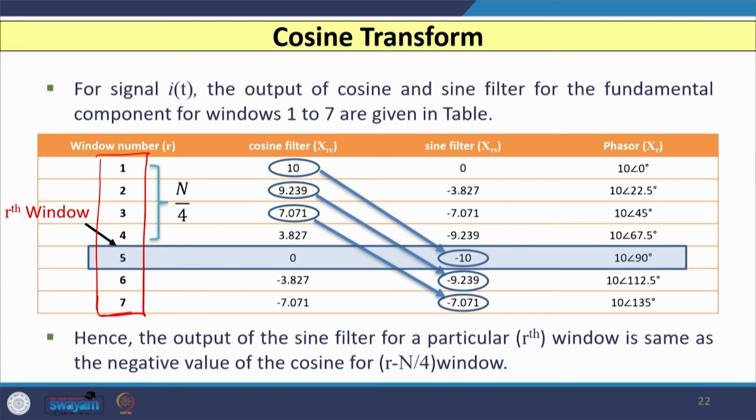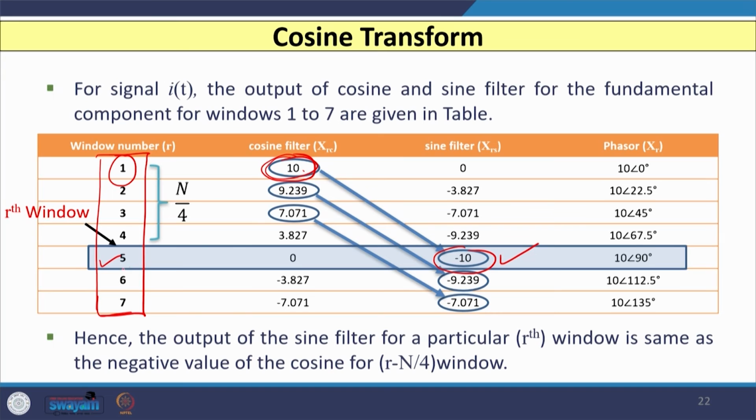Here, in the rth window, that is the 5th window, you can see that the value of the sine filter XRS is 10, which is the same as this value except for the sign difference. You have to take this value and its negative as the value of the sine filter, and the difference between these two is n by 4. So, if we consider the 5th window, then 5 minus 4, you have to consider the first window, and whatever value is available for the cosine filter, you take the same value with negative sign.